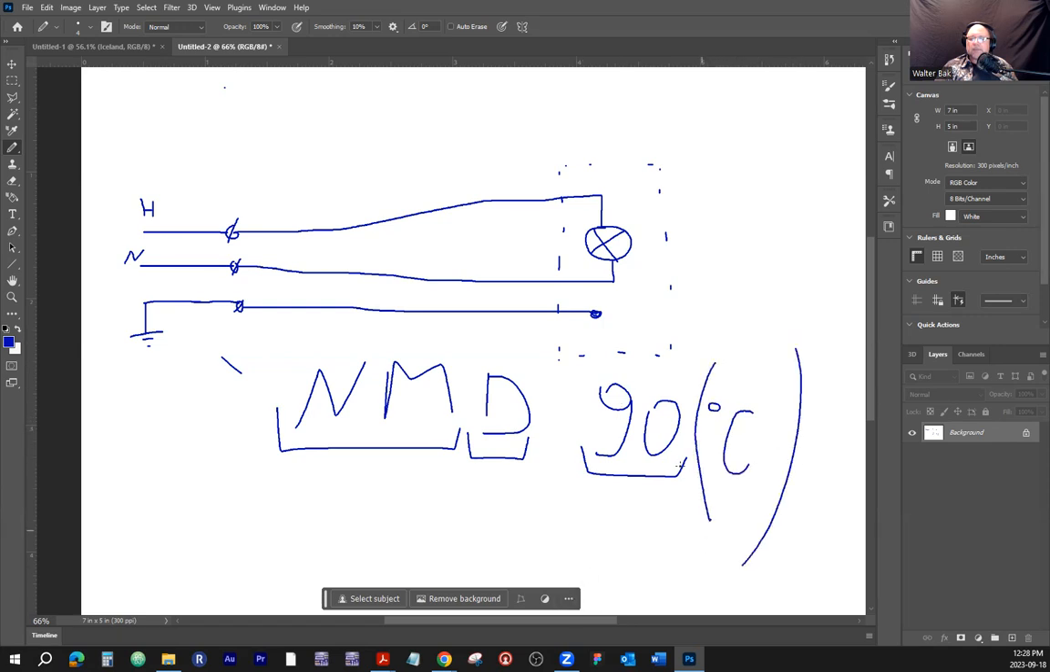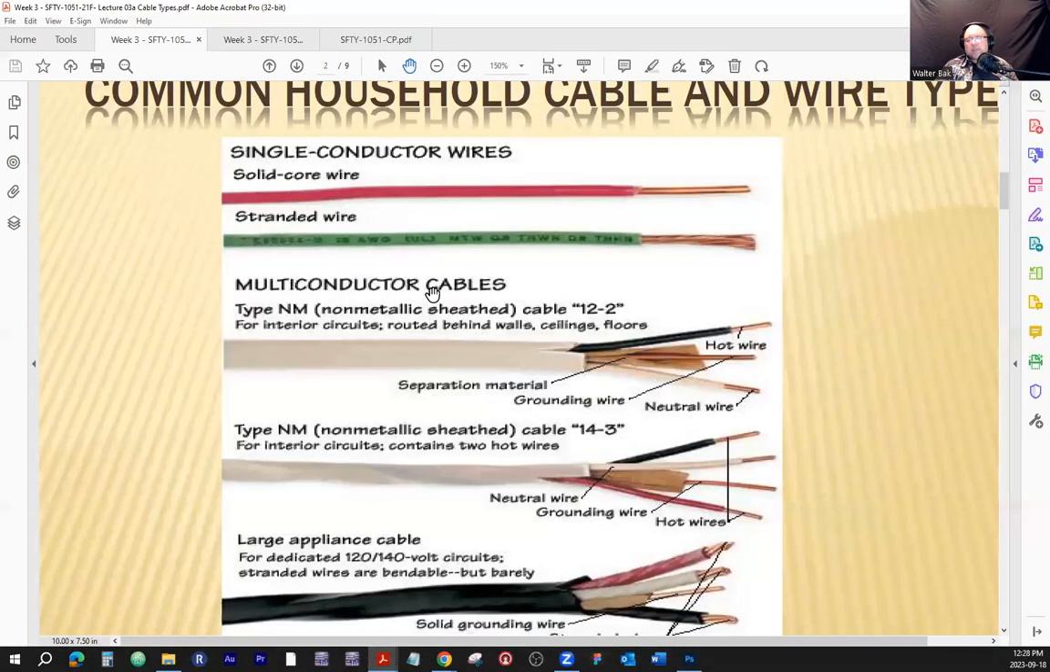I'll just put it in brackets because that's not being specified here. It's just NMD90. And sometimes you're going to hear it called Romex. That's because some time ago, Romex was the only company that produced those cables. So that's why people call them Romex. Now, everybody and their brother produces that. So that's what we're calling it, NMD90, non-metallic dry, 90 degrees.